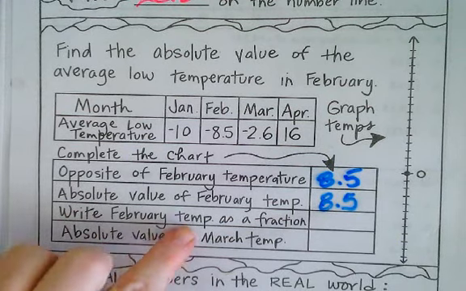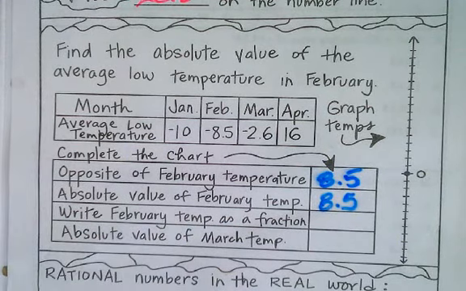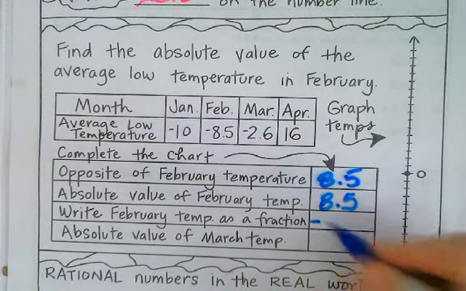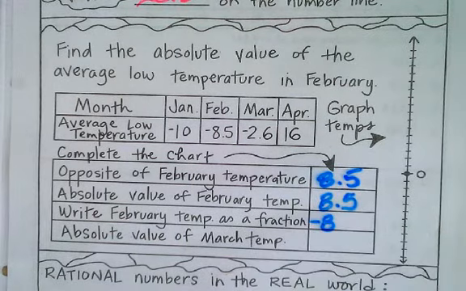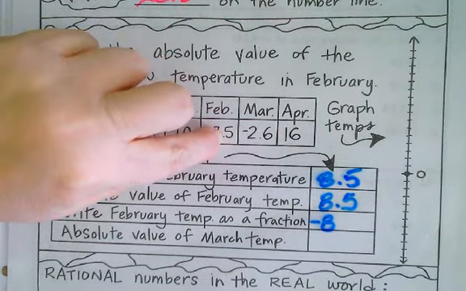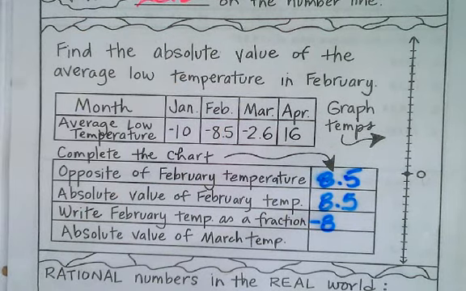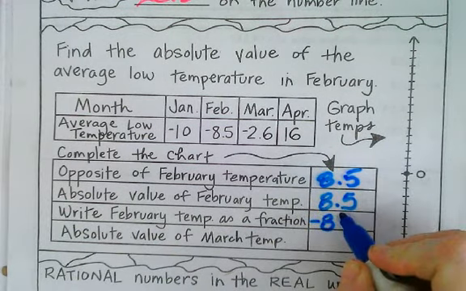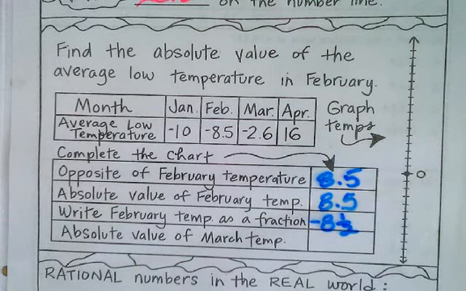Now, write February's temperature as a fraction. February's temperature was negative 8.5. So, a fraction, negative 8, because that's a whole number, and then we have 0.5, which is really 5/10, right? Which we can reduce to being 1/2, negative 8 1/2.